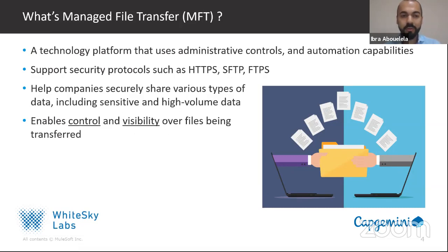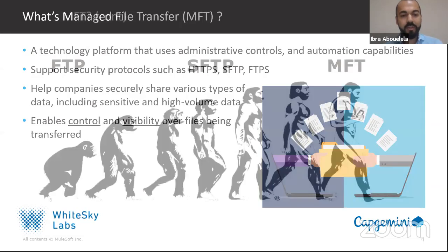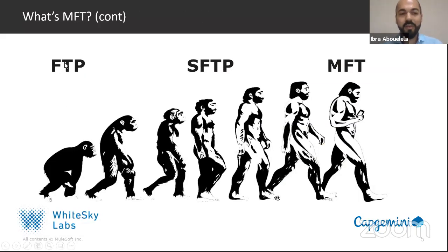And I cannot stress this enough, but control and visibility is a very important issue when it comes to file transfer. So as you can see, it all started from FTP and it progressed to SFTP, where we realized how we need to secure our files and our data. And then with all the extra utilities we have on hand, it became an MFT, and that's the natural evolution of file management.